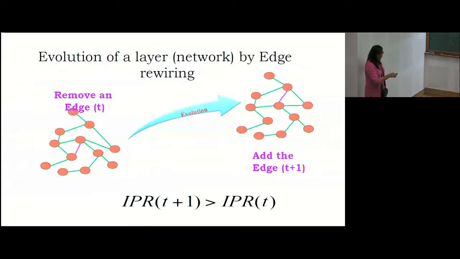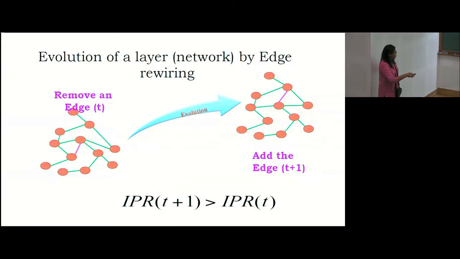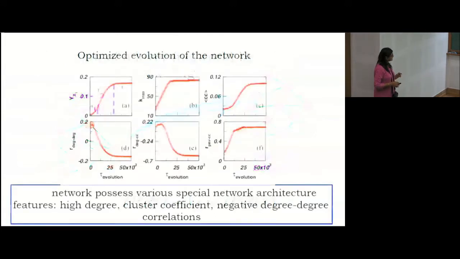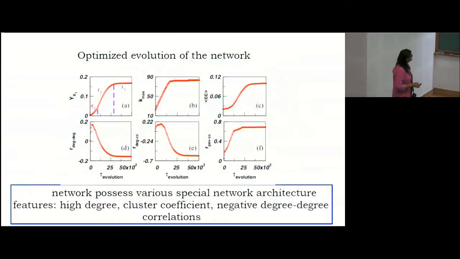So that was the schematic diagram for a smaller setup. We remove an edge and add it somewhere, and if the IPR at t plus 1, where t is the evolution step, is greater than the IPR at t, then we accept this one. Otherwise we search for another edge rewiring which can give an IPR at t plus 1 larger than the IPR at t. And these are the results.